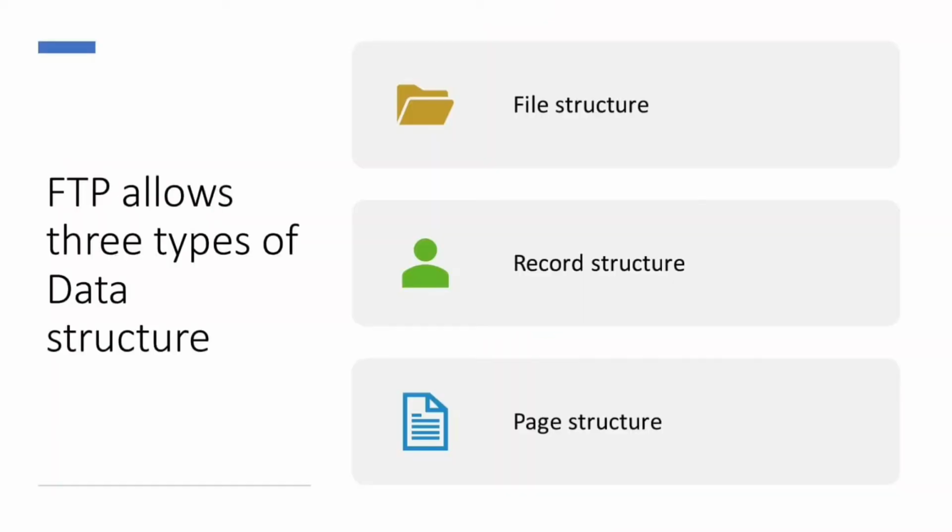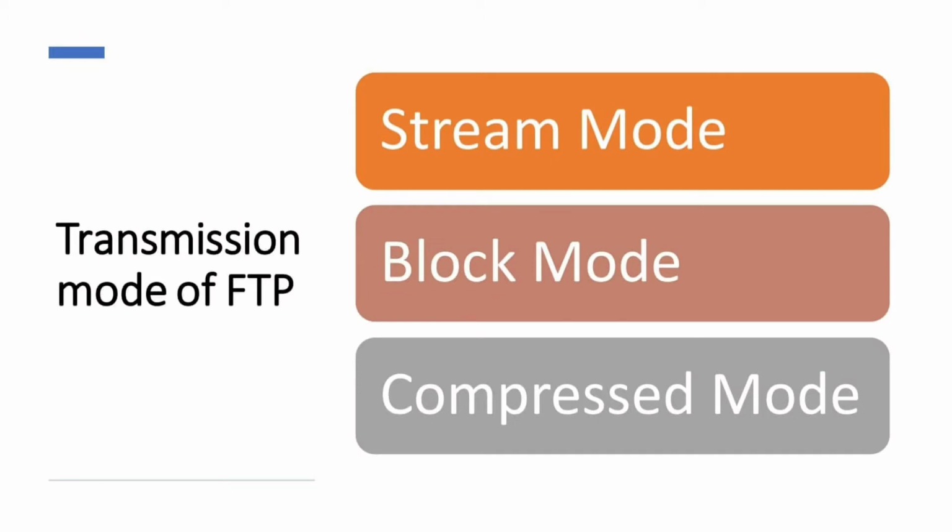FTP allows three types of data structures. The data structures are file structure, record structure, and page structure. In file structure, there is no internal structure, and the file is considered to be a continuous sequence of data bytes. In record structure, the file is made up of sequential records, and in page structure, the file is made up of independent index pages.